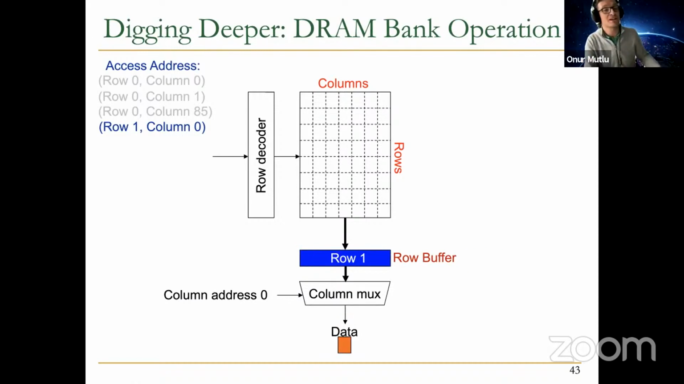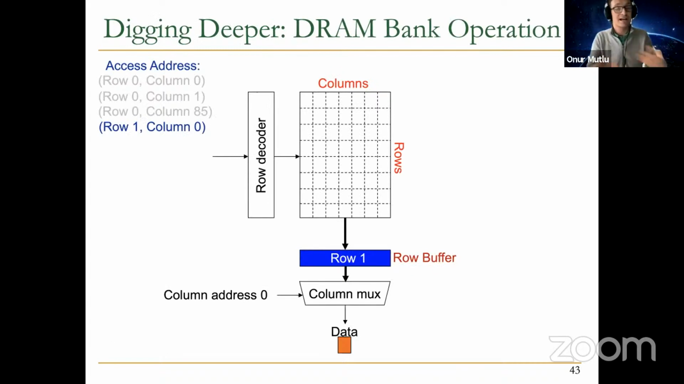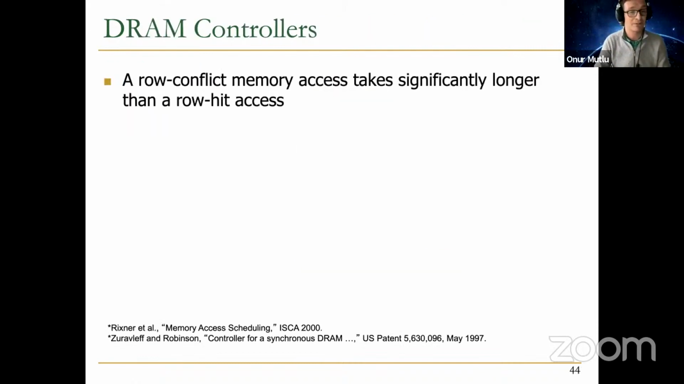So this conflict took much longer because you need to close the row, open another row, and then send the column address, as opposed to a single column address being sent in the case of a hit. Okay, so this is the underlying operation of DRAM, and we're going to see how this builds up to the GCC and MATLAB problem soon. So basically, a row conflict access takes significantly longer than a row hit access, as I showed you earlier.